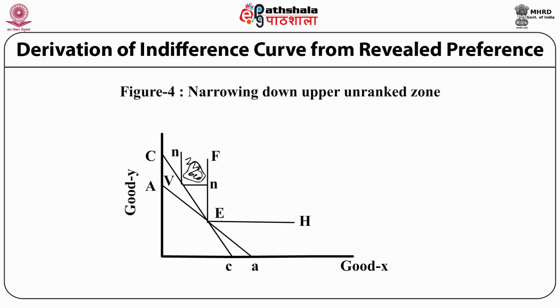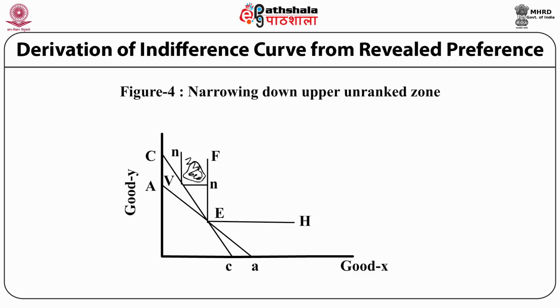So area MVN is superior to E, hence the indifference curve which passes through E must not cross the area MVN. Repeating this procedure would eventually narrow down the earlier unranked zone, which would give us the exact path through which the indifference curve would pass.